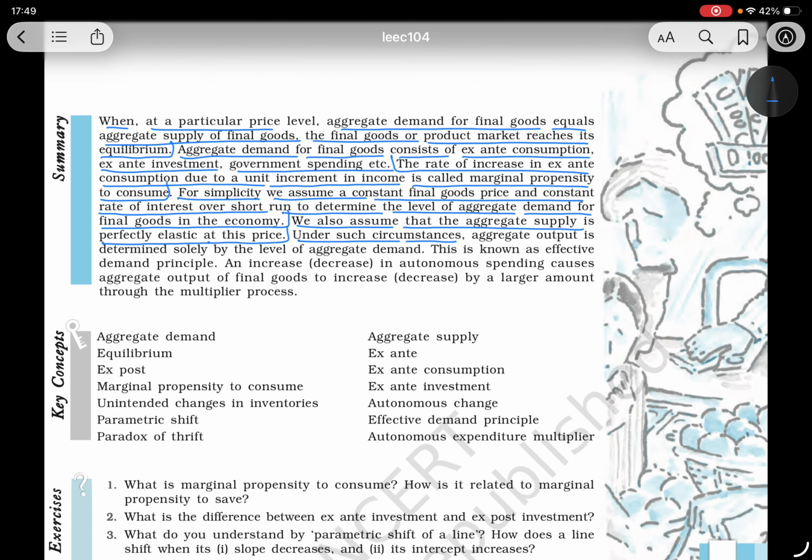Under such circumstances, aggregate output is determined solely by the level of aggregate demand. This is known as the effective demand principle. A decrease in autonomous spending causes aggregate output of final goods to decrease by a larger amount through the multiplier process.